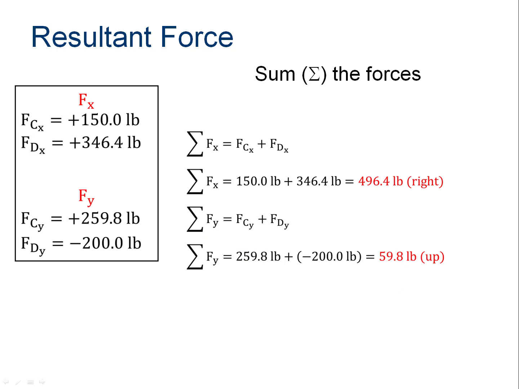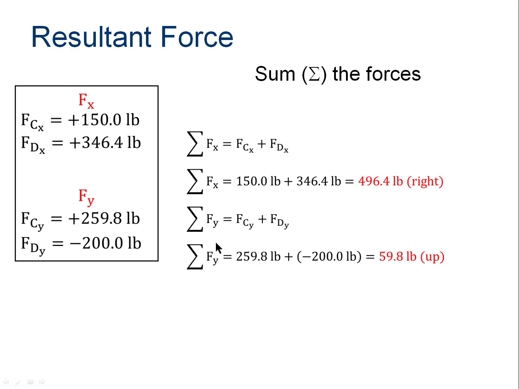So my resultant force is the sum of the forces. So I sum it in the x direction and then in the y direction. So the sum of the forces in the x direction is the force component of C in the x plus the force component of D in the x. I get about 496 pounds to the right.